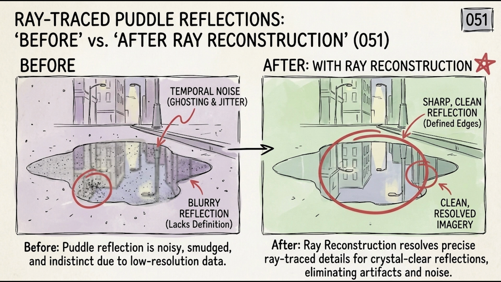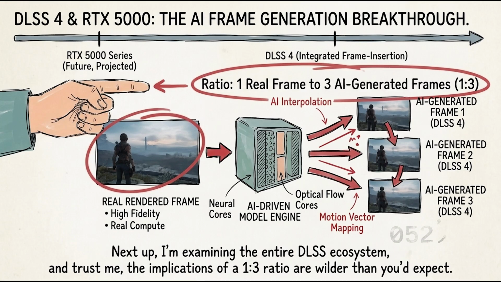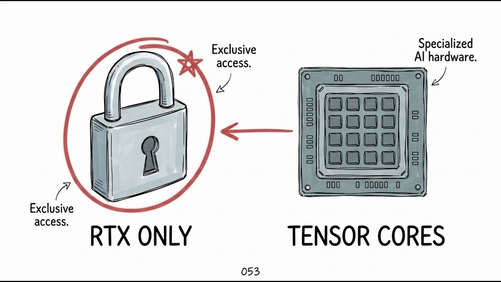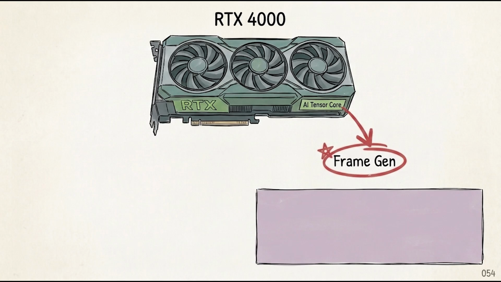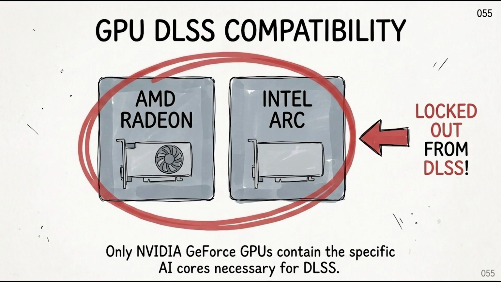DLSS 3.5 added ray reconstruction for cleaner ray-traced visuals, and DLSS 4 with the RTX 5000 series brought multi-frame generation, producing up to 3 AI-generated frames for every real one. The catch is exclusivity. DLSS only works on NVIDIA RTX GPUs. You need those tensor cores. Frame generation specifically requires an RTX 4000 series or newer. If you're on AMD or Intel, this party is not for you.